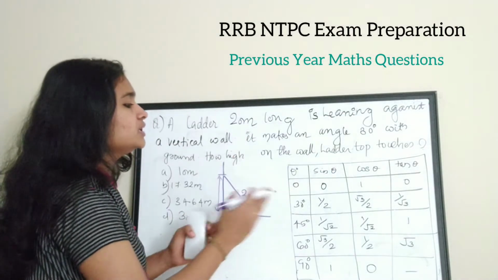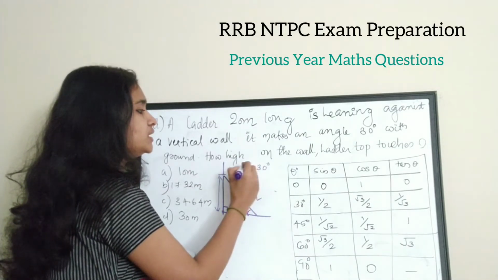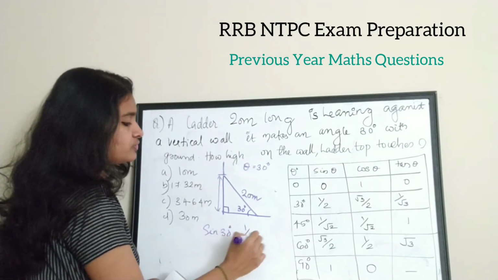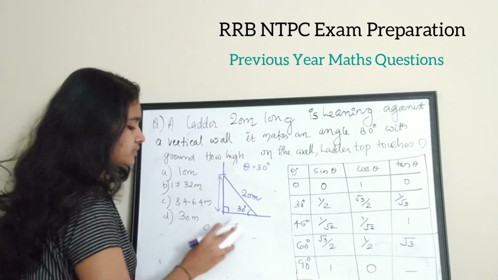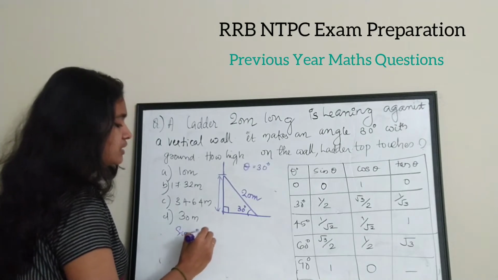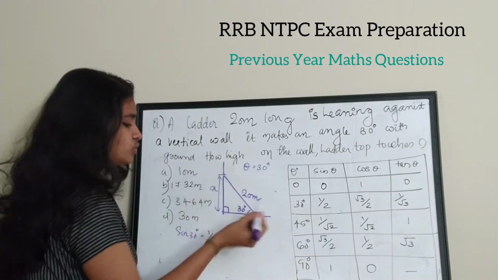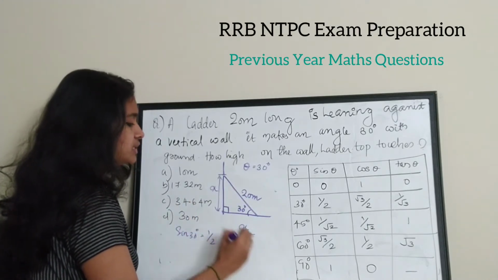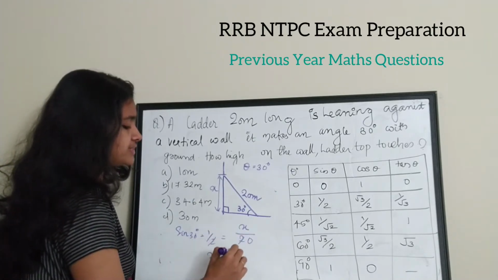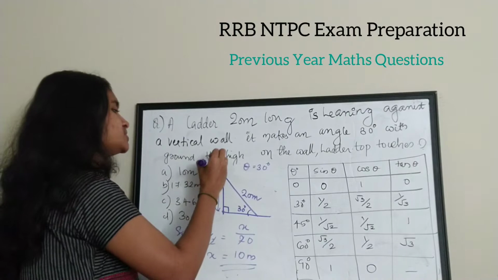So just look into the table. What is sine 30? Here the theta is 30 degree, and we need to find sine 30. Sine 30 is half, right? So sine 30 equal to half, which is equal to your opposite side, let this be x, we don't know, by 20. Now we need x. X equal to this 20. This 2 and 20 will get cancelled and we will get 10 meters. So this is your answer. The correct answer for this question is 10 meters.